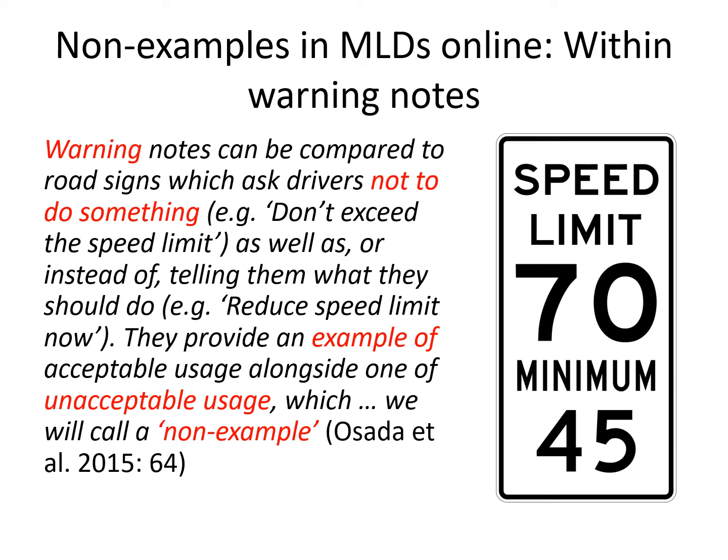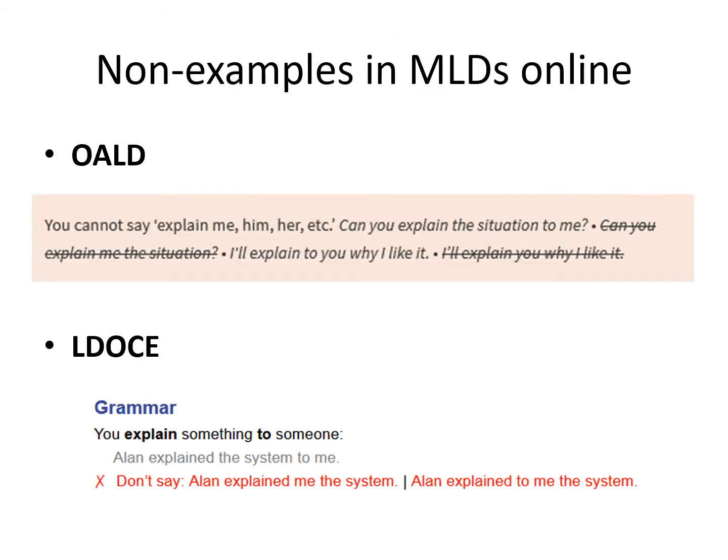In monolingual learners' dictionaries, examples showing typical language errors usually appear in warning boxes, along with examples of correct usage and some brief explanations or warning messages how not to use the language. So let's look at some non-examples in monolingual learners' dictionaries online. In the Oxford Advanced Learner's Dictionary, they are given in shaded warning boxes.